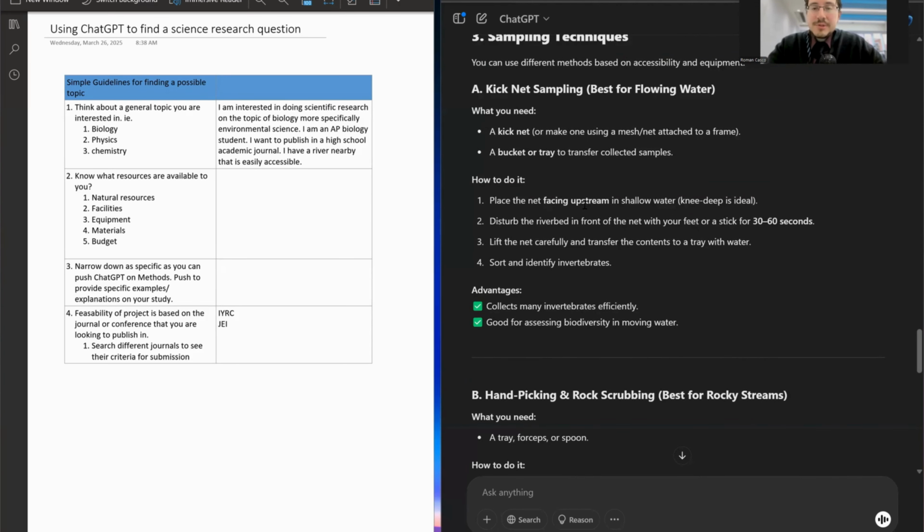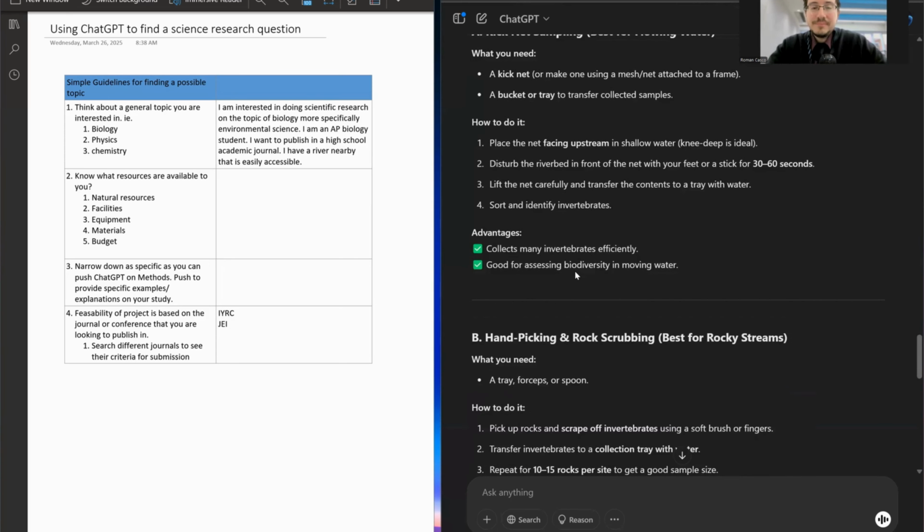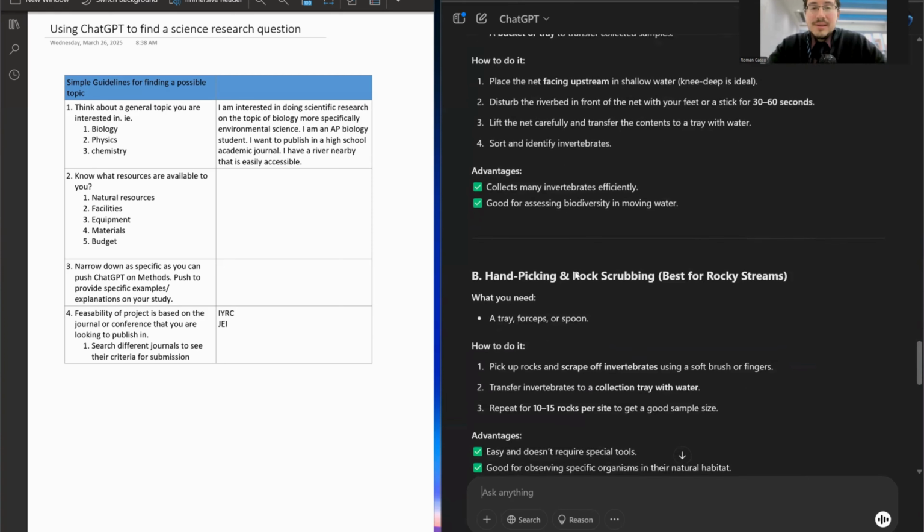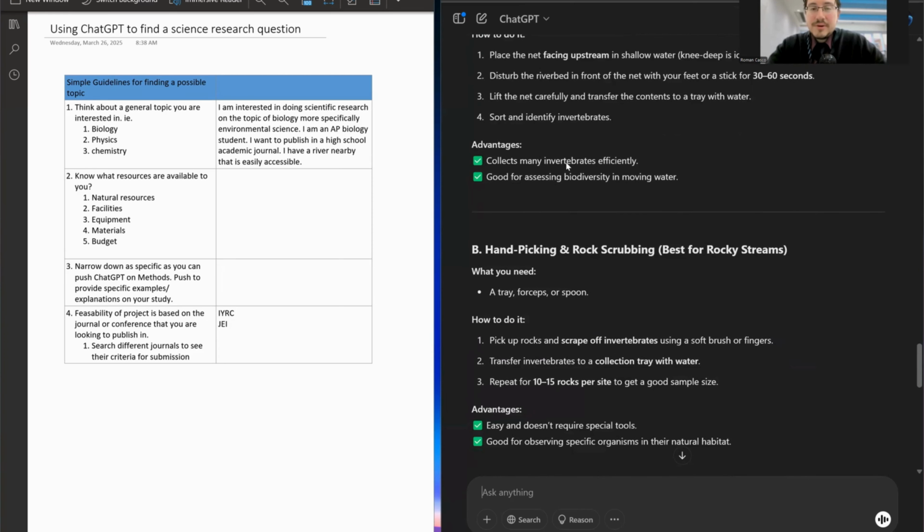Place the net facing upstream in shallow water. Knee deep is ideal. Disturb the riverbed in front of the net with your feet or a stick for 30 to 60 seconds. See what kind of insects come out. Larval insects, by the way, I want to mention. Lift the net carefully. Transfer the contents to a tray. Sort and identify. Okay. So this method helps collect many invertebrates. It's good for assessing biodiversity.